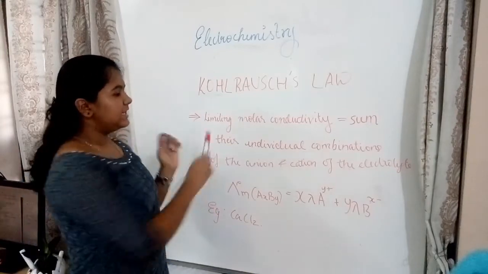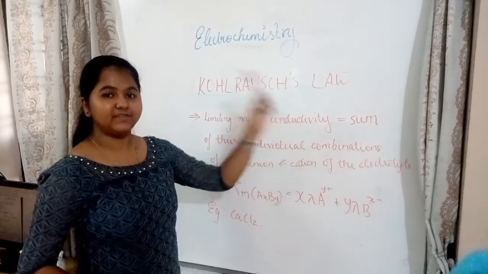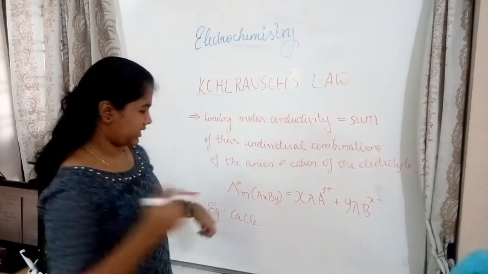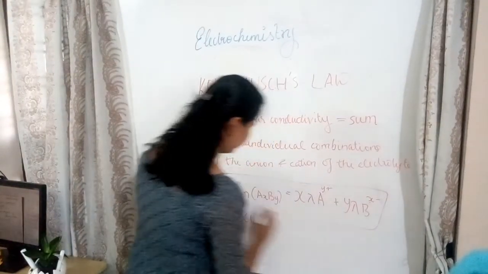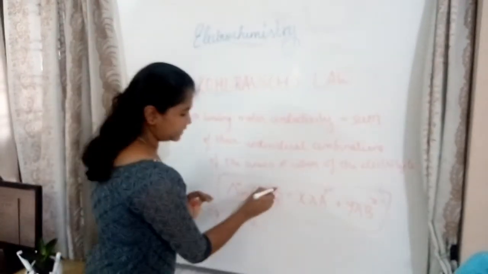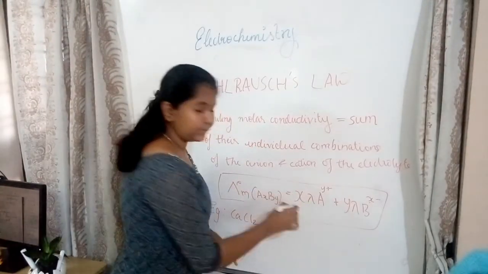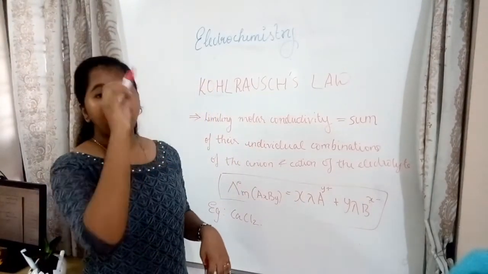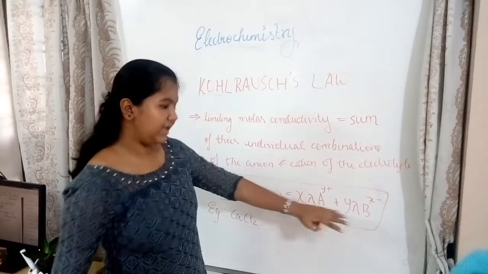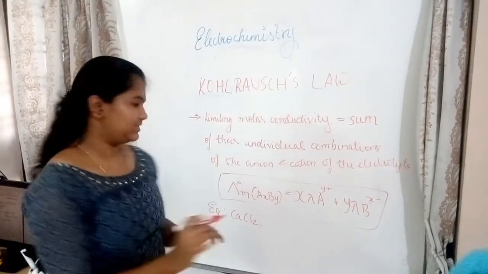Kohlrausch's law states that limiting molar conductance is equal to the sum of the individual contributions of the cation and anion of the respective electrolyte. So this is the general equation. Lambda 0 M of AxBy, an example of an electrolyte, is equal to x, this is a small lambda, written small lambda A raised to plus, y, because you write the positive one first. Plus y into lambda B raised to x minus. So this is the equation.